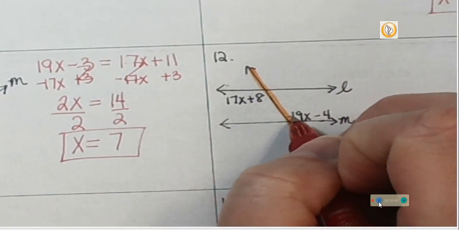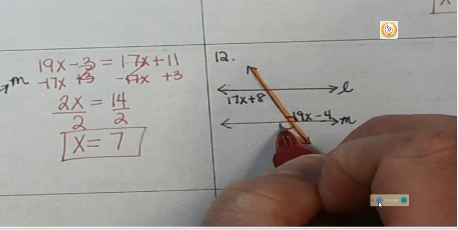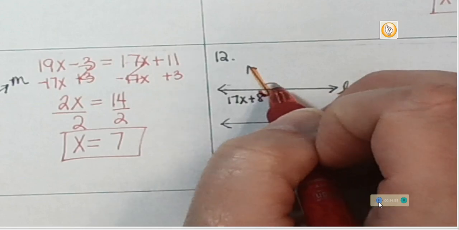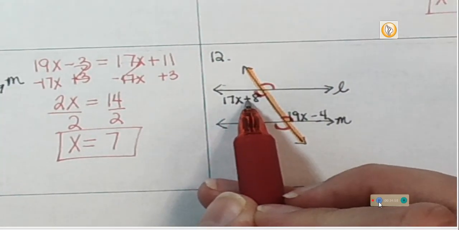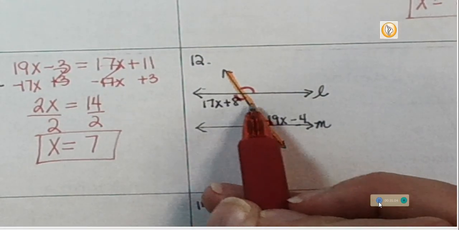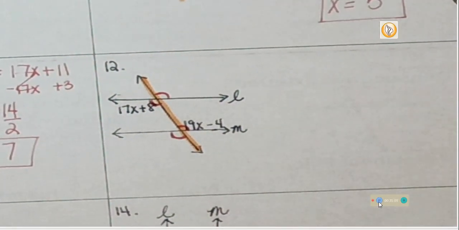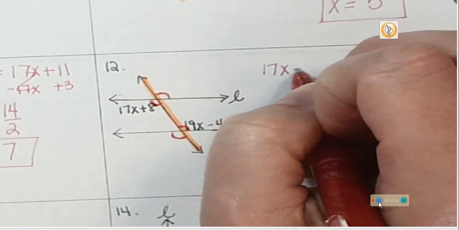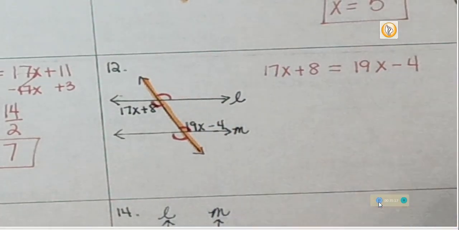I'm going to start with one of the angles I know. 19x minus 4 is congruent to its vertical. Now zigzag across the transversal and zigzag. What do you notice about how 17x plus 8 and 19x minus 4 are marked? They are both marked congruent. So if they are marked congruent, what does that mean about the two of them? They are equal. So if I put 17x plus 8, you're paying attention to me and only me, and you're writing what I write. Okay?